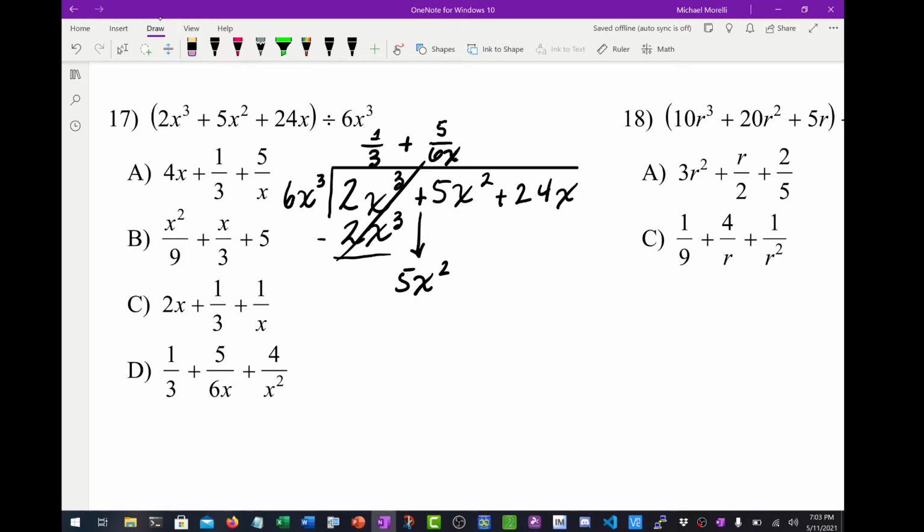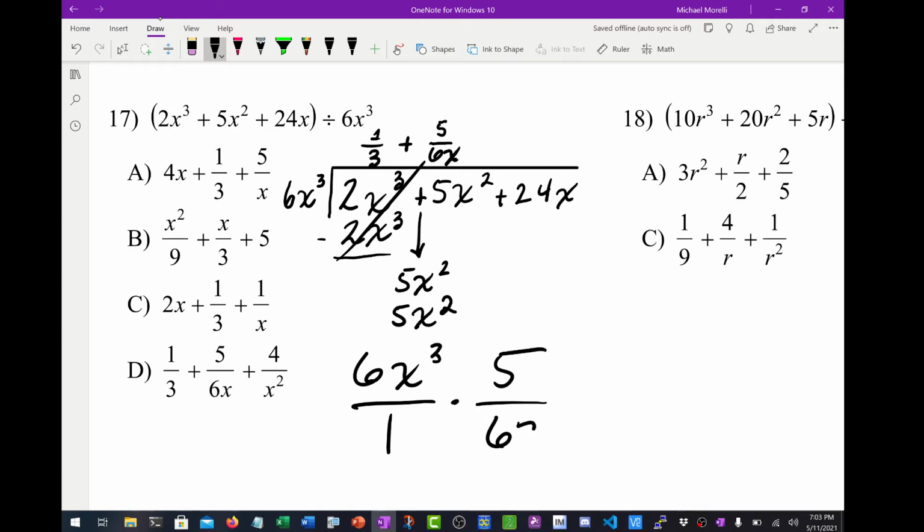Okay. And we already know that when we multiply 5 over 6x by 6x cubed, we're going to get 5x squared. I'll just prove it to you. We have 6x to the third over 1 times 5 over 6x. All right. These 6's cancel out, and x to the third divided by x to the first is going to equal x squared, so this is going to give me 5x squared, which is what I wanted.